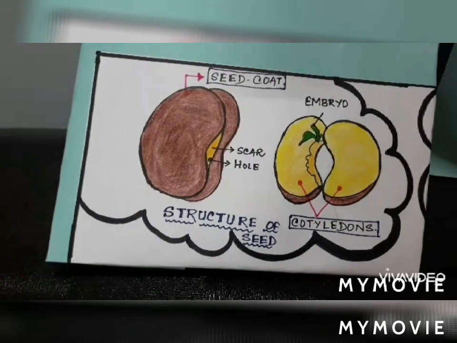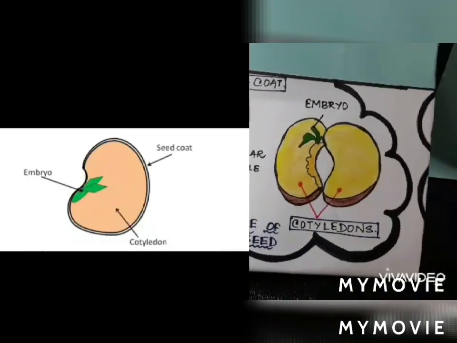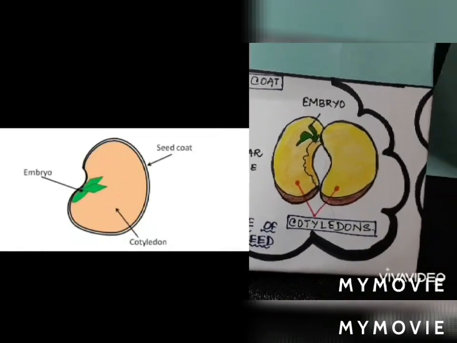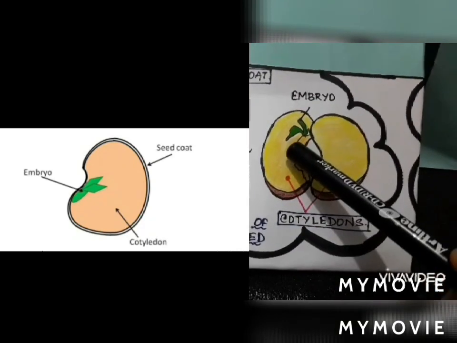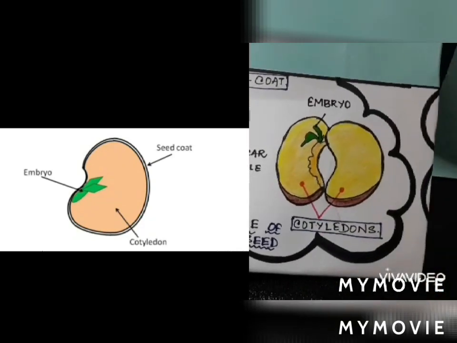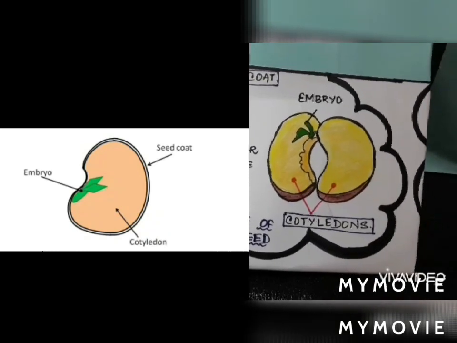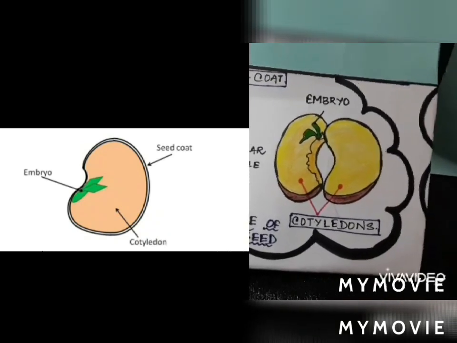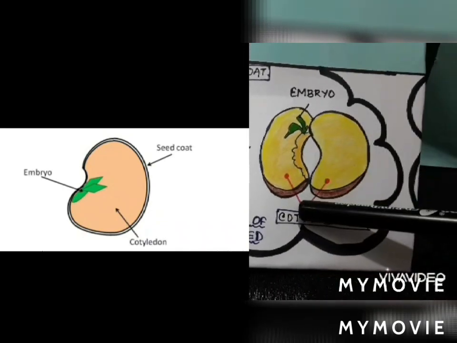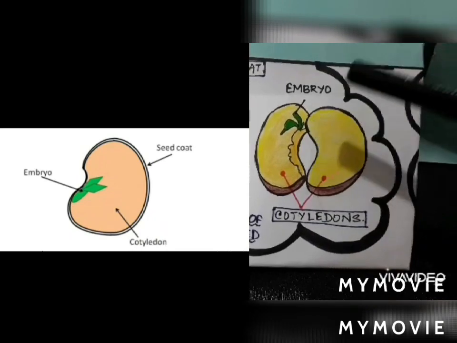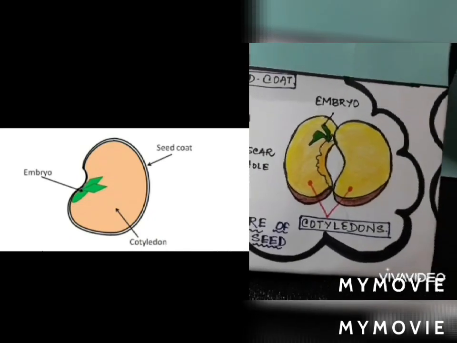In between the two cotyledons, there is a baby plant which is called the embryo. This is a small baby plant which is called the embryo. The embryo contains a baby shoot and a baby root. One will grow upwards and one will grow downwards. So it contains both a baby root and a baby shoot.